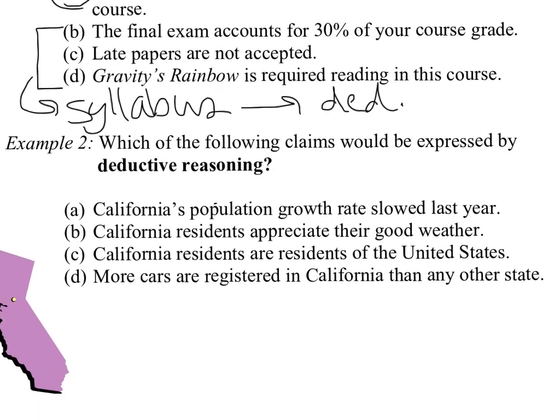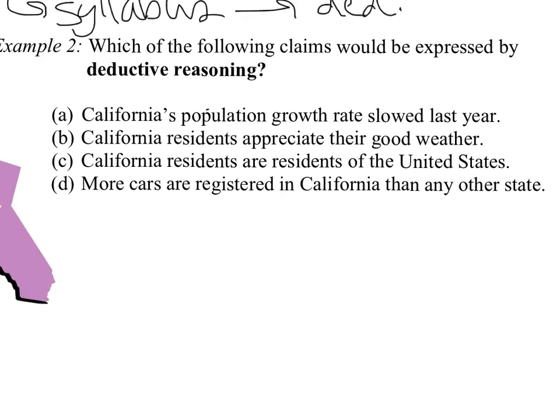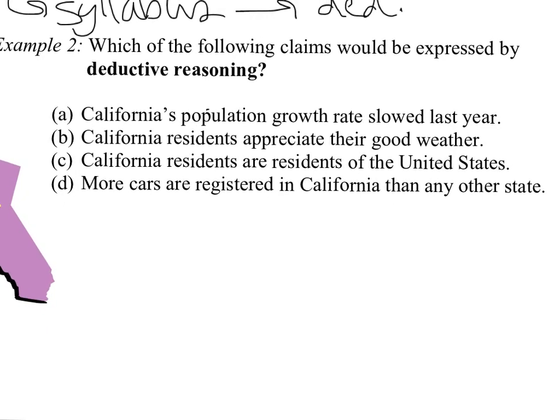Okay. Which of the following claims could be expressed by deductive reasoning? So now we are looking for deductive reasoning, meaning it's a fact, it's a rule, it's a law, it's a definition, it's something like that. All right, A: California's population growth rate slowed last year. So maybe that's something that I figured out myself. I just saw that there were less people. I could have read that somewhere, so I'm not sure about that one. We're going to hold on to that one.